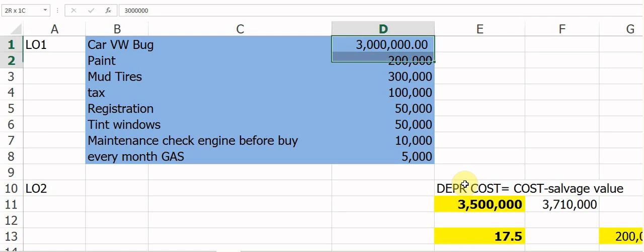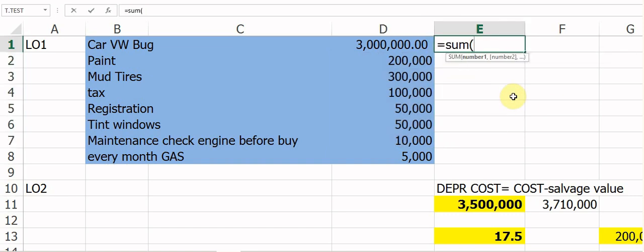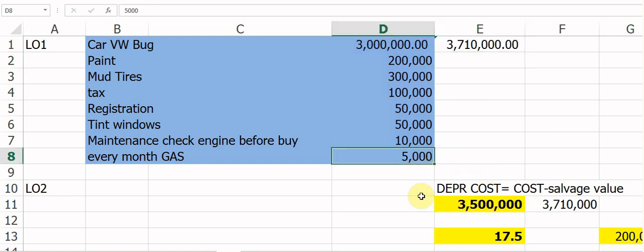So actually all of these things to get the car how I want it to be, including the tax and the registration, can all be included in the cost of this car. So my cost is going to be the sum of all these. I'm not including the gas that we spend every month to use the car. Now, this is my cost.